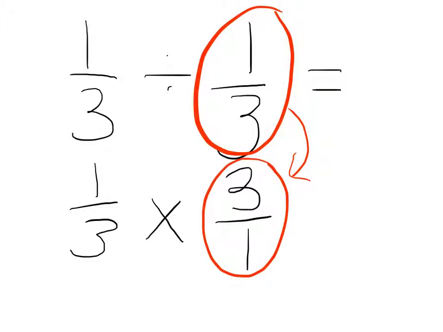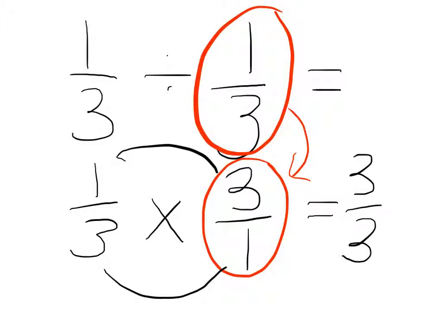So now if we take our multiplication rules of fractions, you'll see we get the numerator multiplied by the numerator and the denominator multiplied by the denominator, so 3 over 3, which equals 1. And this makes sense because we know that any number divided by itself is going to equal 1.